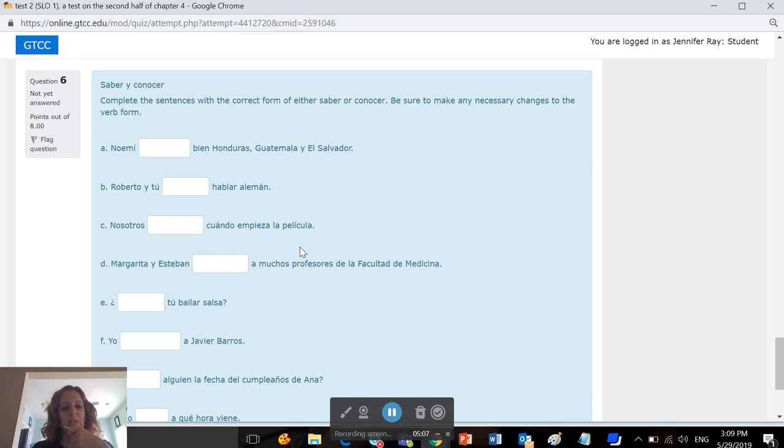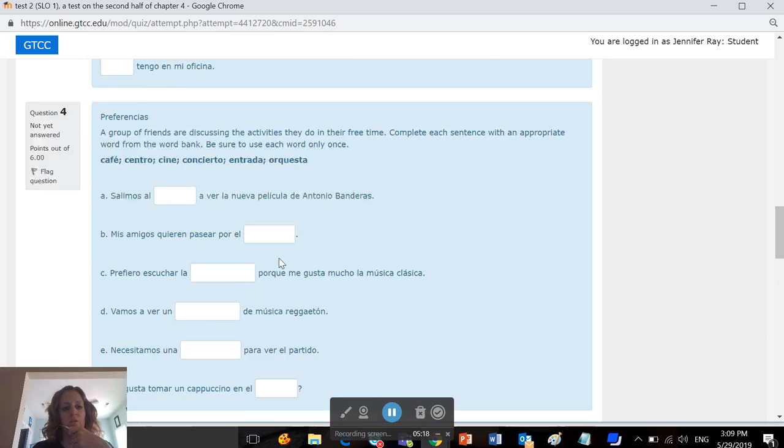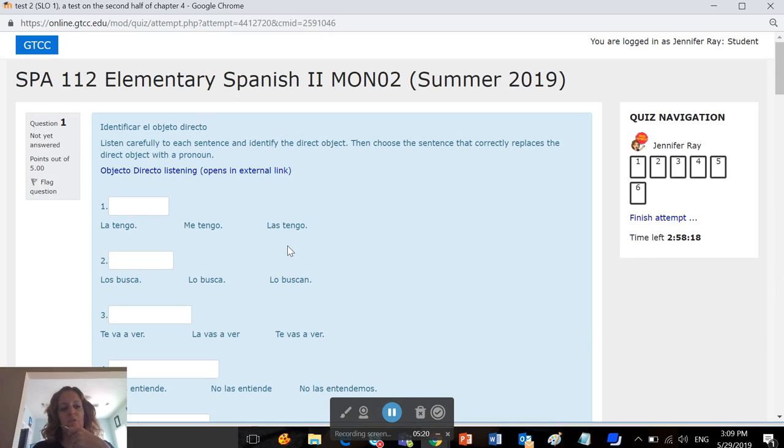Saber and conocer, complete the sentences with the correct form of either saber or conocer. Be sure to make any necessary changes to the verb form. So you'll read through this and plug in the correct version of saber and conocer. And if you'll notice, a lot of the information that's on here is information we're covering this week. So do not do the test until you've completed the activities for the week.